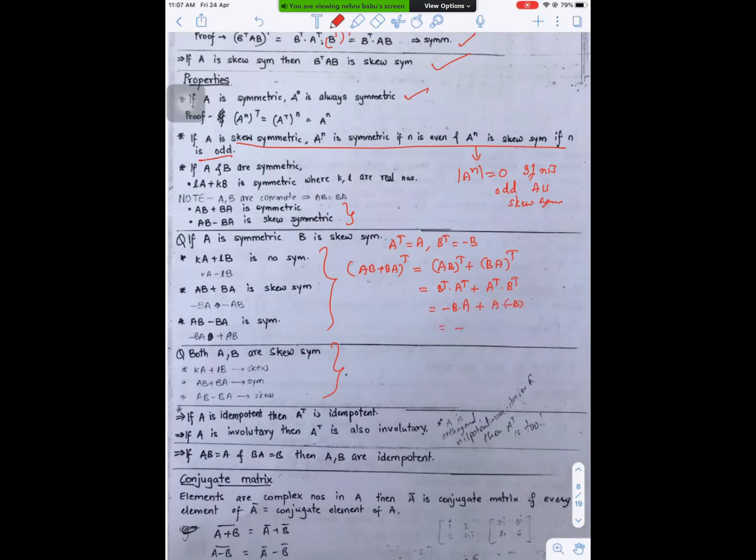So this is addition only. So minus of this is AB plus BA only. So (AB plus BA) transpose is minus of (AB plus BA) that is coming. So it's a skew symmetric matrix.